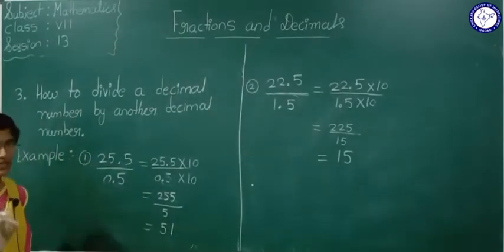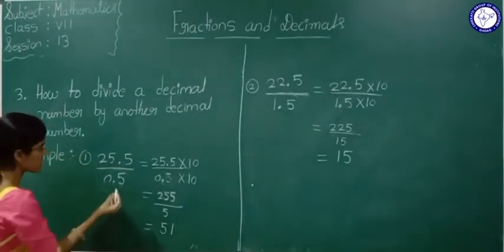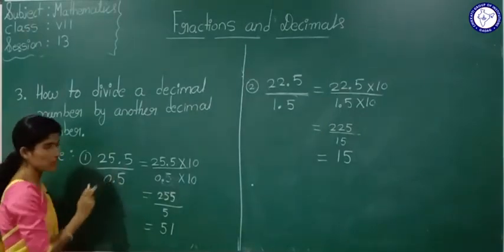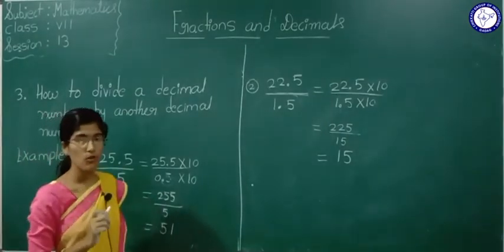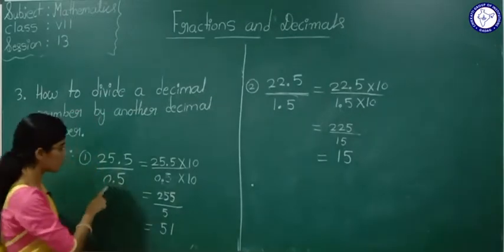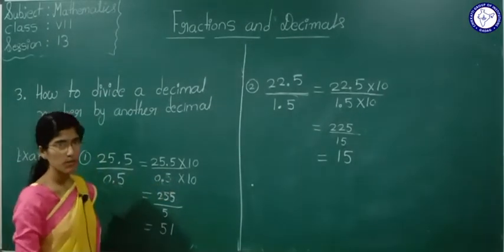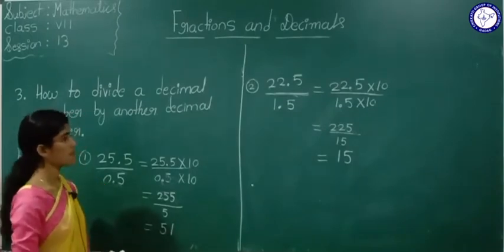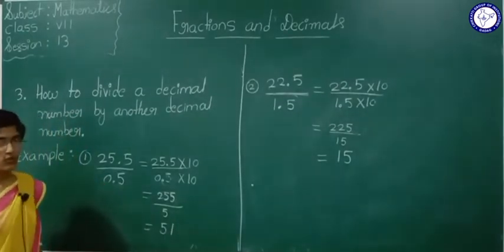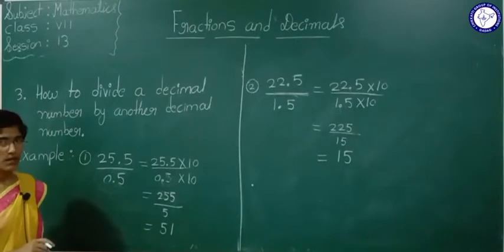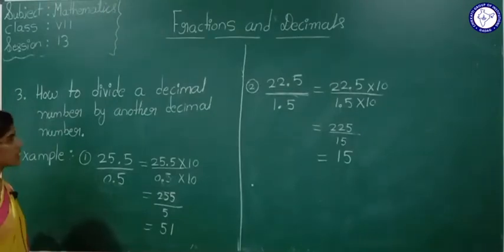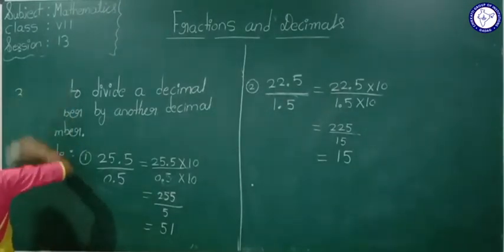So this is the way how we are going to divide a decimal number by a decimal number. The main thing you have to keep is that this divisor you have to make it as a whole number. To make a whole number you have to see whether you have to multiply by 10 or multiply by 100. Now we will see some problems.